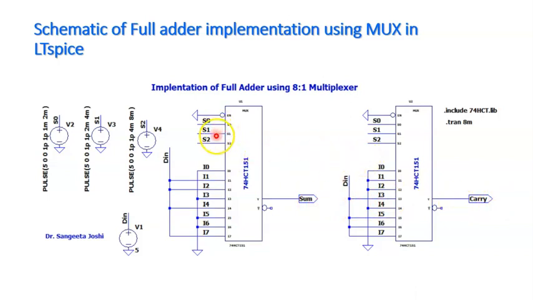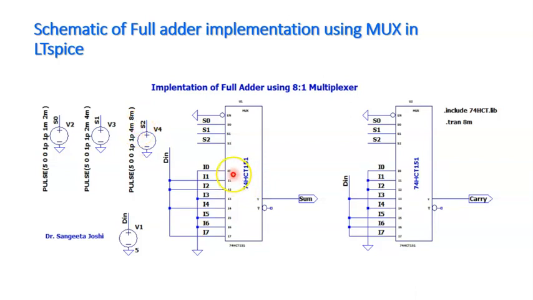The same S0, S1, S2 signals we are giving from the three voltage sources. Here the time period for one cycle is 2 milliseconds for S0, for S1 it is 4 milliseconds, and for S2 it is 8 milliseconds. This is the same as we considered in the multiplexer operation.